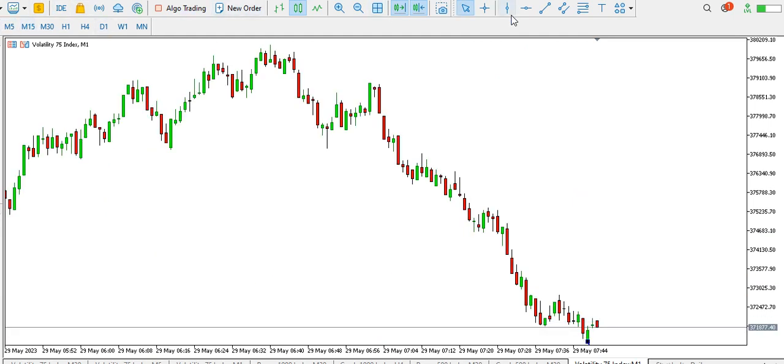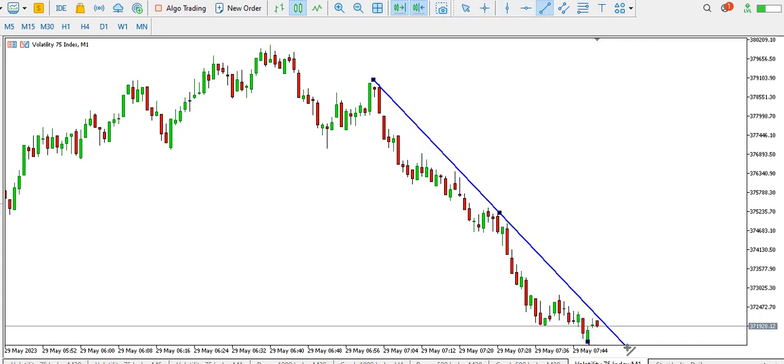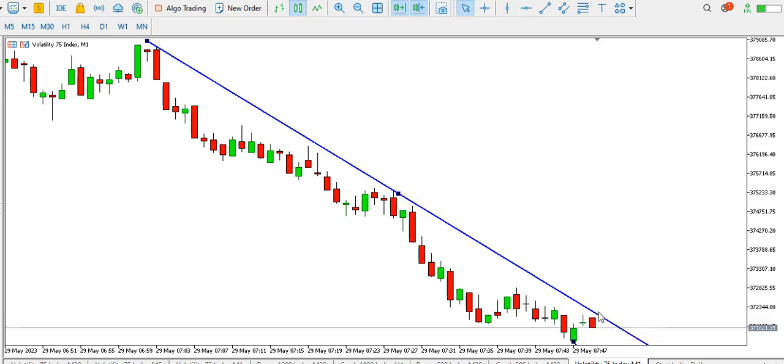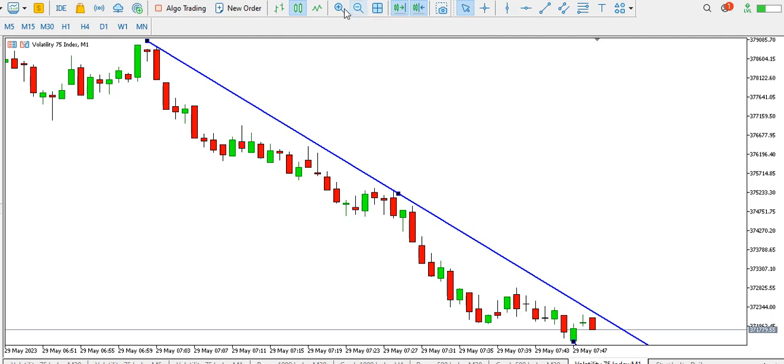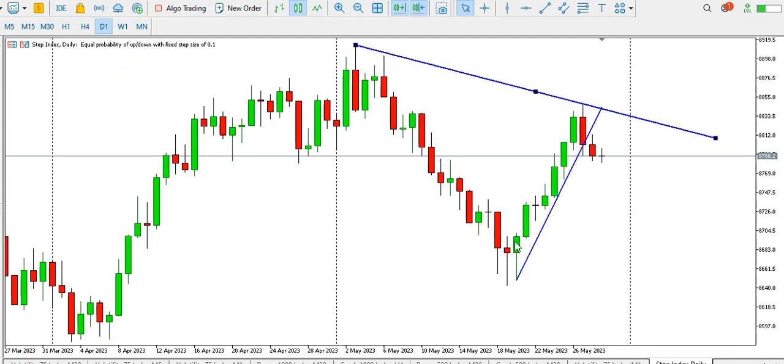We can see on the 1 minute time frame that price is trending downwards. Price is dropping until we see a break above this particular trend line before we can consider buying or scalp buying. All right, so the opportunity that you have now is to place a sell order to sell Volatility 75 index. All right, let's take a look at what we have on step index.